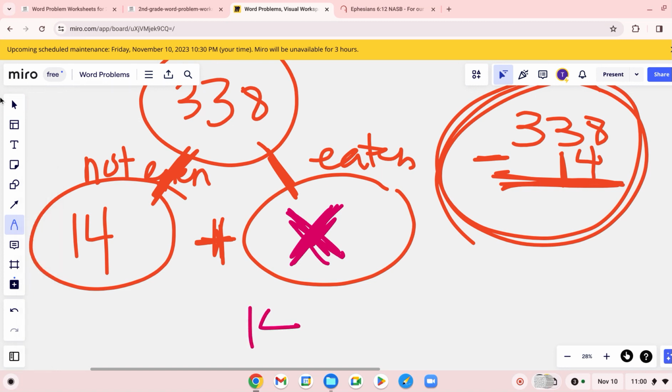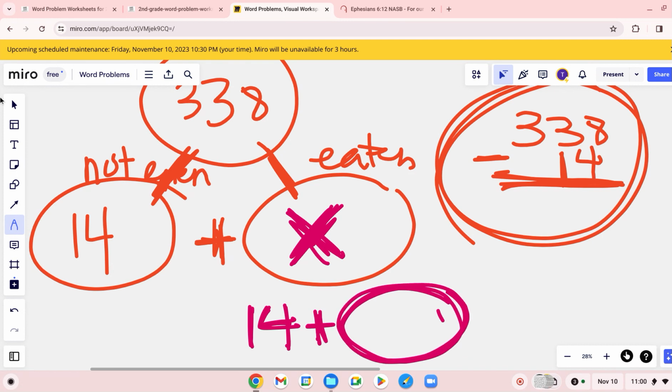14 plus. No, we don't know what this number is, so we can draw a circle for it, or we can say this is X. So 14 plus unknown is equal to what?